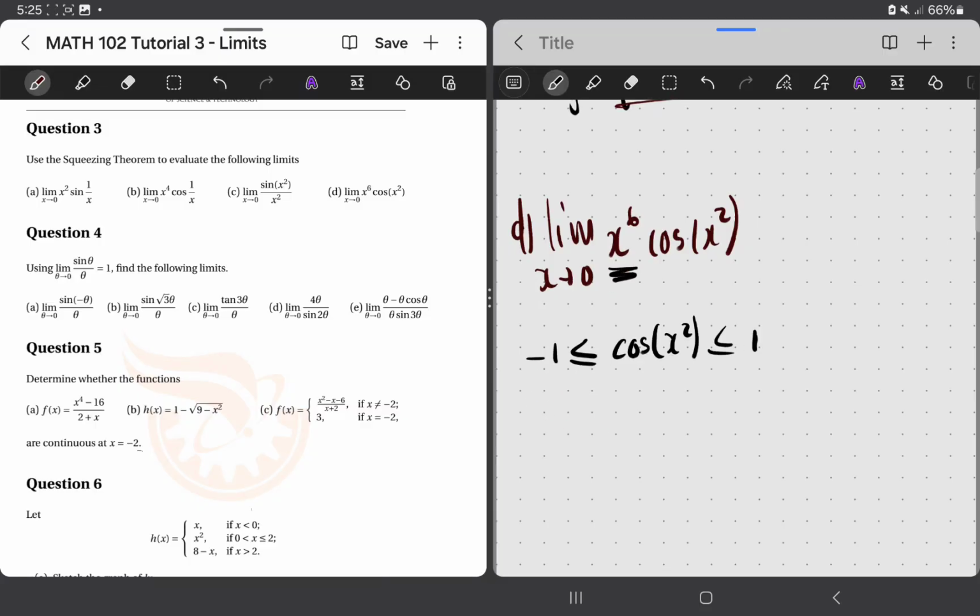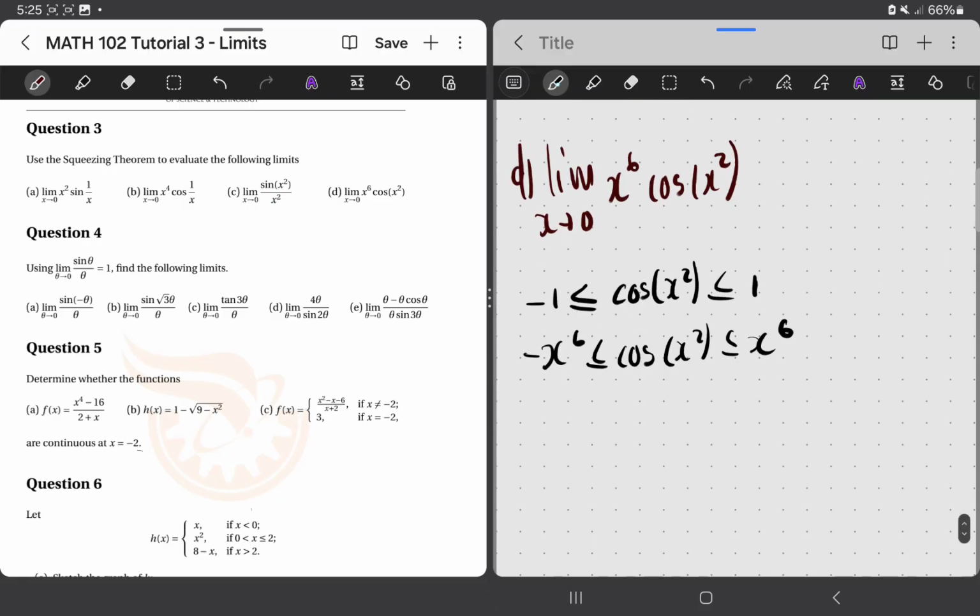Now, what do we have multiplying? x to the 6 is multiplying. So multiplying by x to the 6, we get negative x to the 6 less than or equal to cos of x squared less than or equal to x to the 6. Please don't think that anytime you multiply it's going to work like this, but it is for this particular one. Now we have it like this.